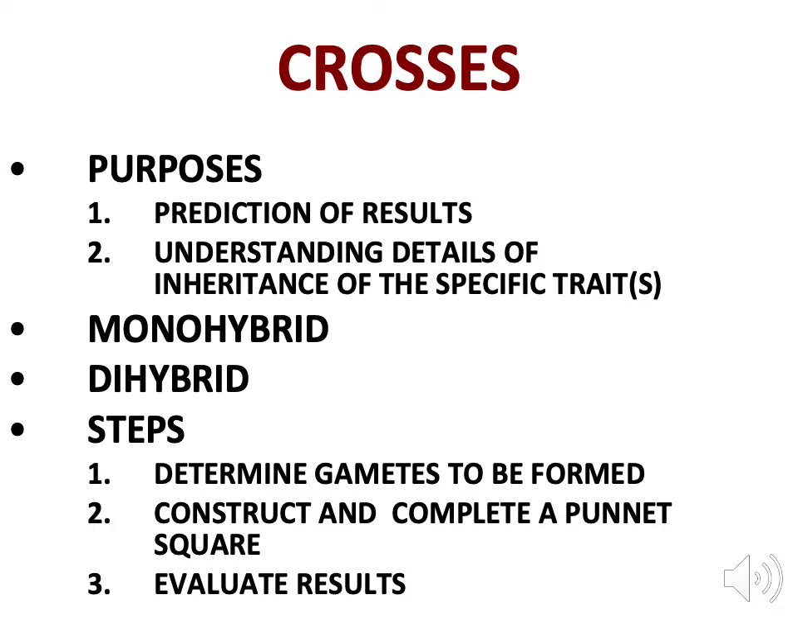Then what I'm going to do is construct and complete what's called a Punnett square, which is a tool for matching gametes and coming up with new combinations. If I have one sperm fertilizing one egg, the Punnett square allows me to predict what the outcome's going to be. And then I can evaluate my results. Am I going to get that platinum long-haired guinea pig? I don't know. What's the probability I might get that platinum long-haired guinea pig?